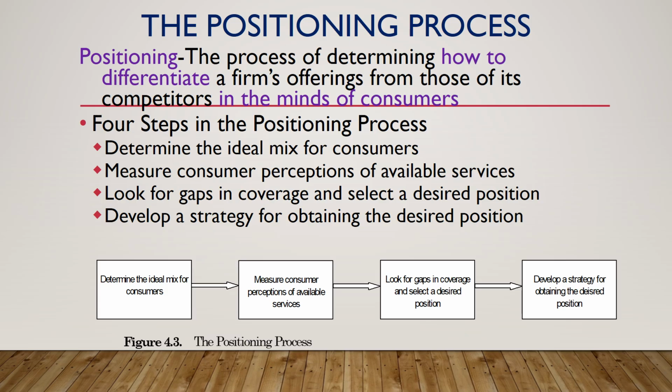The 4-step positioning process described in your text and exemplified in figure 4.3 indicates that the first step is to determine what the ideal mix is for consumers. Second, measure consumer perceptions of available services. What do they currently think of what we have available? Third, look for gaps in coverage and select a desired position.